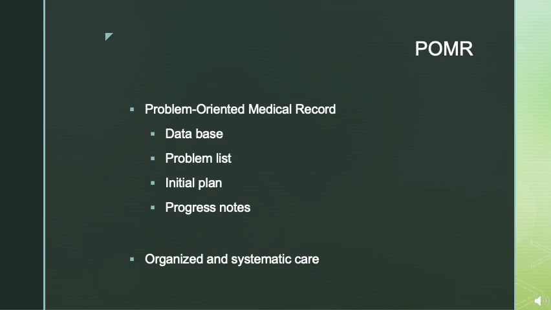Second, problem list. This identifies all patient issues such as impairments, functional limitations, and participation restrictions. Each problem is clearly defined to guide focused intervention. Third, initial plan. This outlines the treatment strategies, including goals, interventions, and expected outcomes. Provides direction for managing each identified problem. Fourth, progress notes. These track ongoing changes and document how the patient responds to treatment over time.